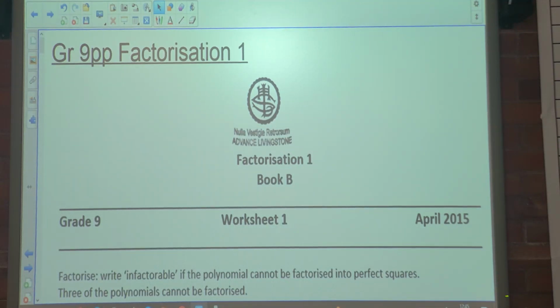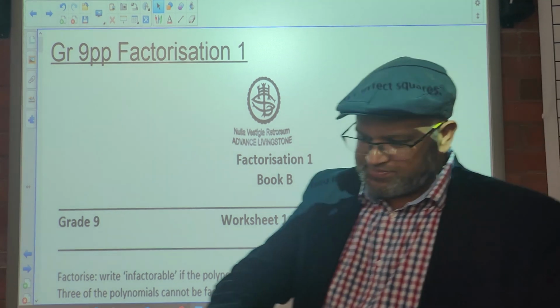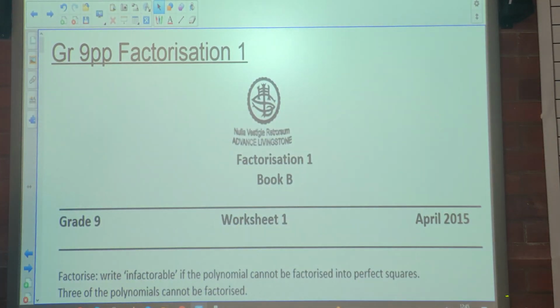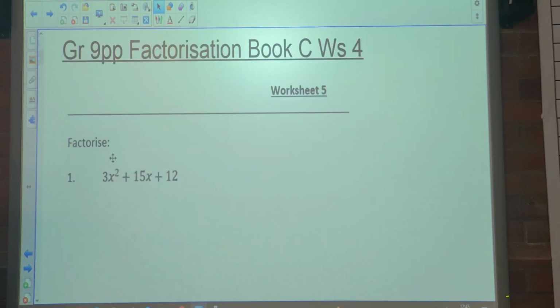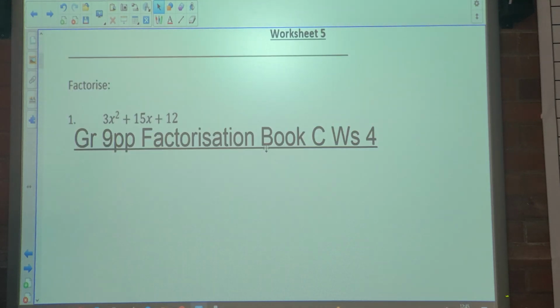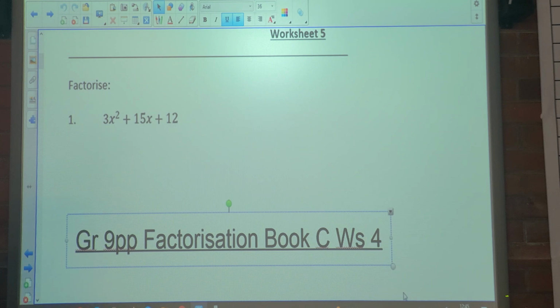So today we're looking at factorization. You need to pick up the pace, we are lagging behind already. We're looking at book C, worksheet 5. We're doing the odd numbers.